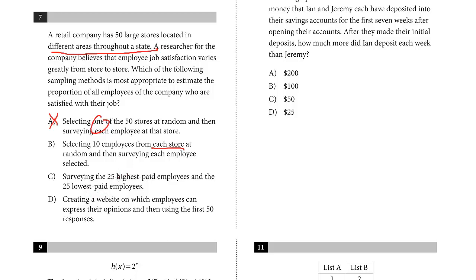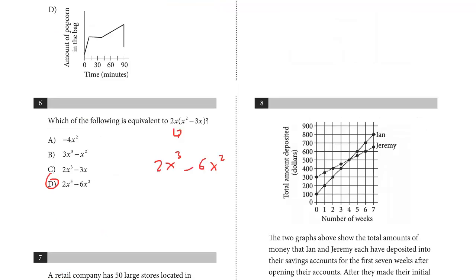You want a complete random cross-section of all employees. That's the purpose of the survey, to determine that. And then D, creating a website in which employees can express their opinions and then using the first 50. Of course not, because who knows who would respond. It could be skewed to people who use the internet. It is not a fair random cross-section. So it's definitely B for number 7. All right, let's go back up to question 8.